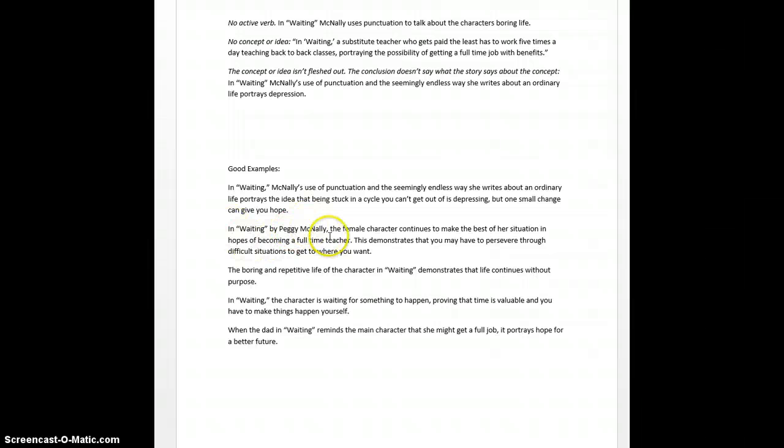Next example: "In Waiting by Peggy McNally, the female character continues to make the best of her situation in hopes of becoming a full-time teacher. This demonstrates that you may have to persevere through difficult situations to get to where you want."